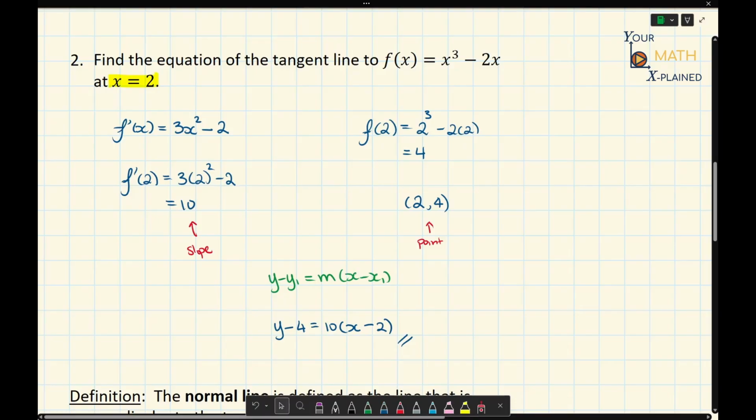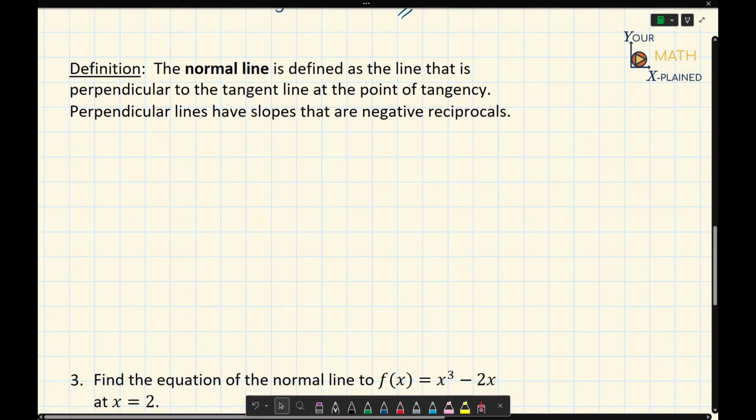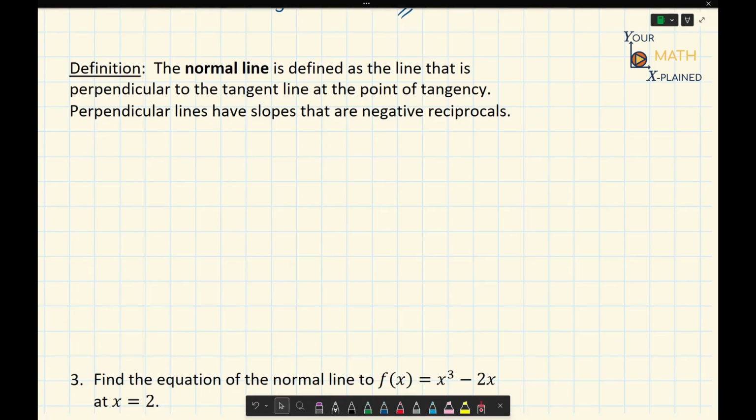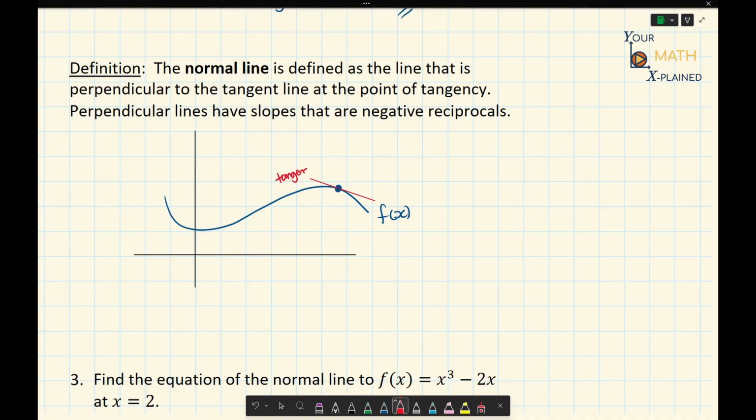And this is going to be the equation of the tangent line to our function f of x at x is equal to 2. Next, we're going to introduce a new term called the normal line. Now, the normal line is defined as the line that is perpendicular to the tangent line at the point of tangency. So let's go ahead and quickly draw a diagram so that you can see what it means. So let's say we have our function f, and it looks something like this. So this is our function f of x. Now let's say at this particular point, our tangent line is going to look something like this. So this is the tangent line at this particular x value.